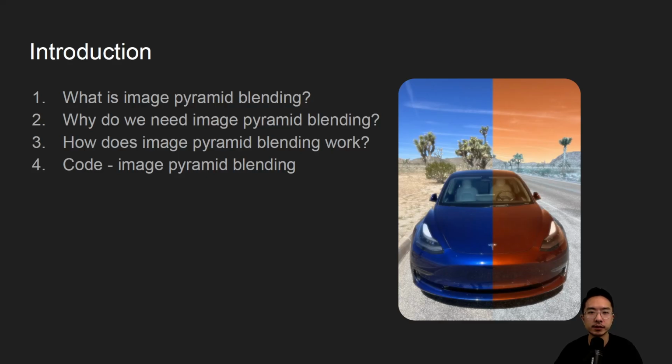All right, in this video, we're going to talk about image pyramid blending in OpenCV using Python. So we'll start off by saying what it is, why do we need it, how does it work, and jump straight into a coding example. By the end of this video, we'll see how we get this image here on the right.